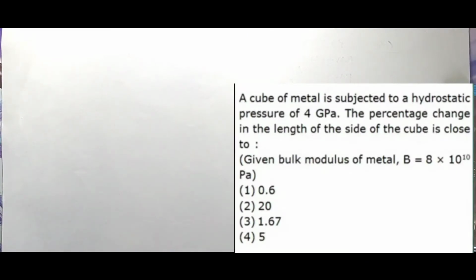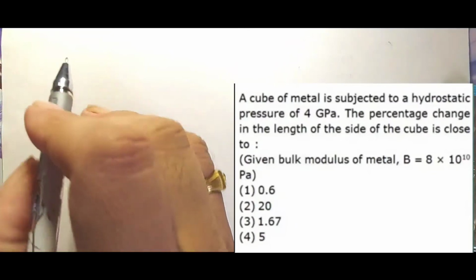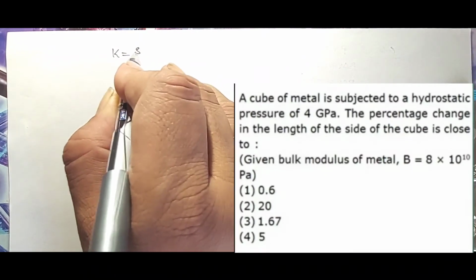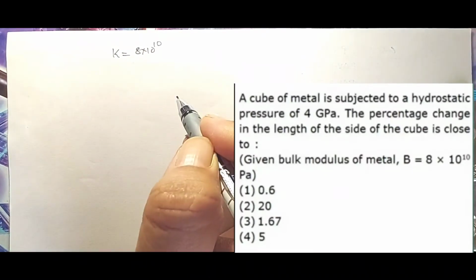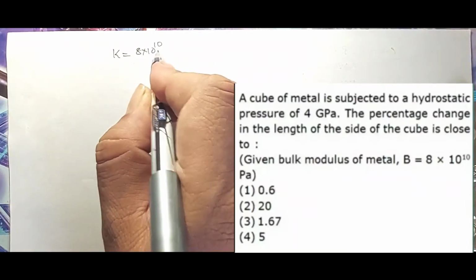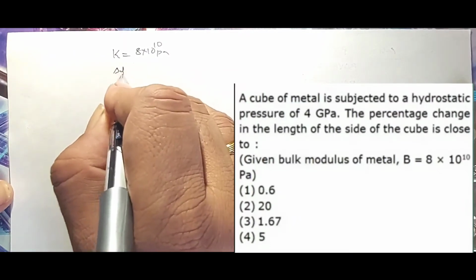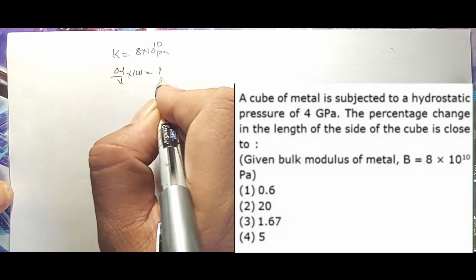A cube of metal is subjected to hydrostatic pressure of 4 gigapascal. The percentage change in length of the side of the cube is close to. They given bulk modulus K is equal to 8 into 10 to the power of 10 pascals. We want to find out what percentage change in delta L by L into 100 is equal to question mark.